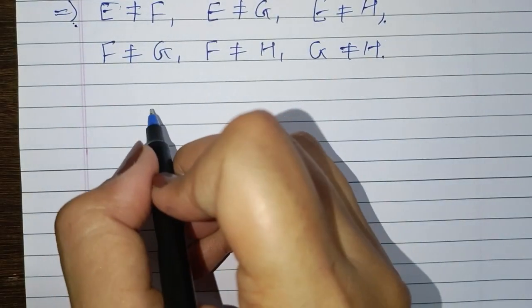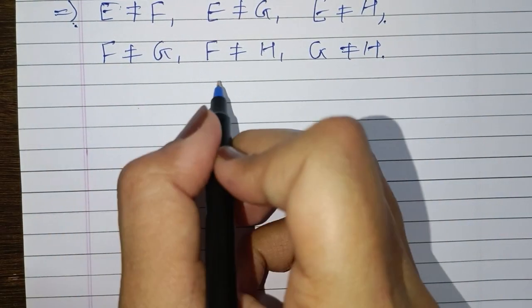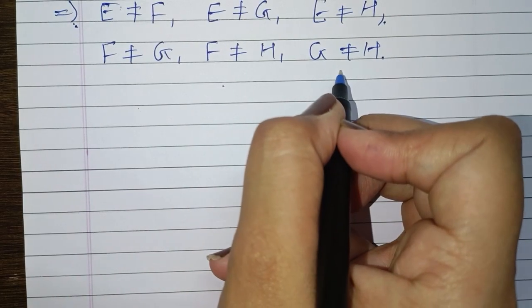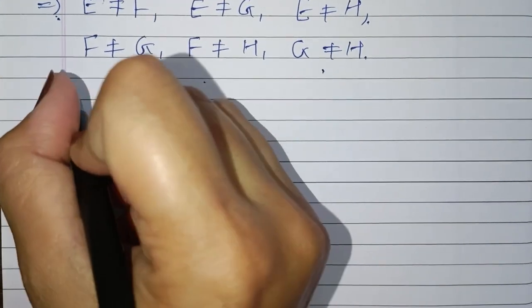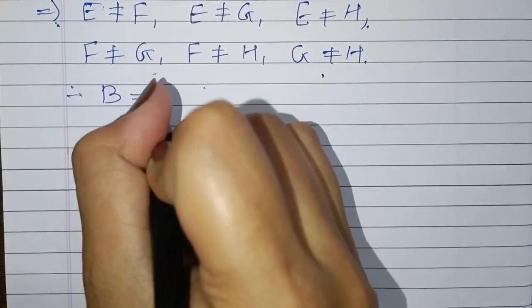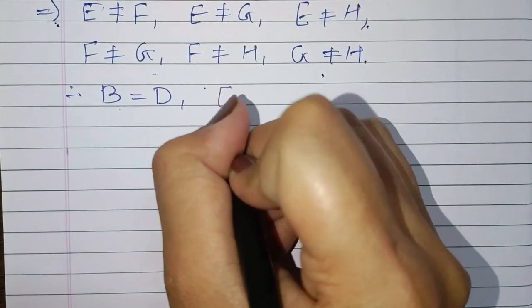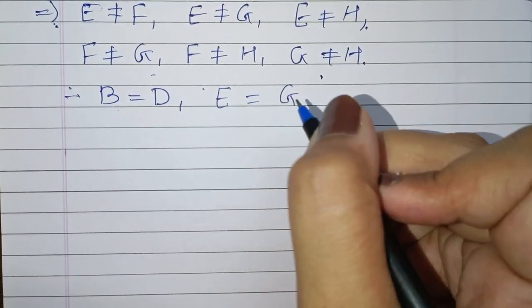The order in which the elements of a set are listed is not significant. That's why, from the question, B equals D and E equals G.